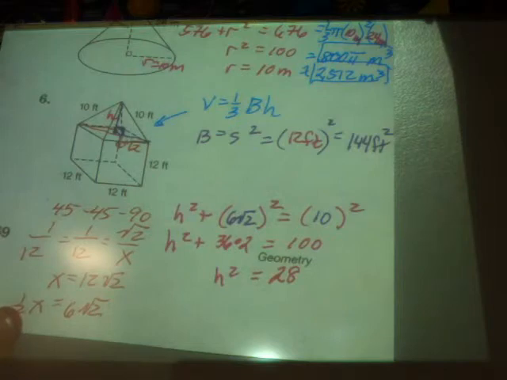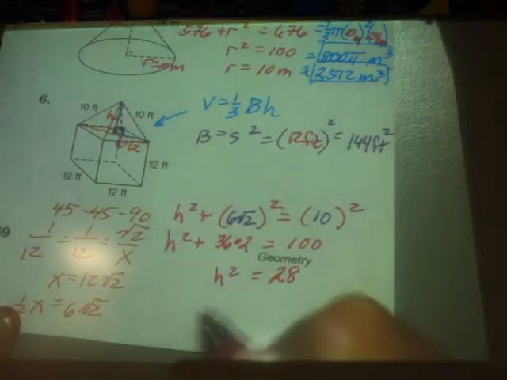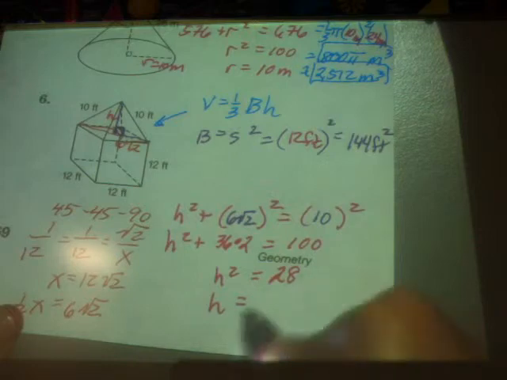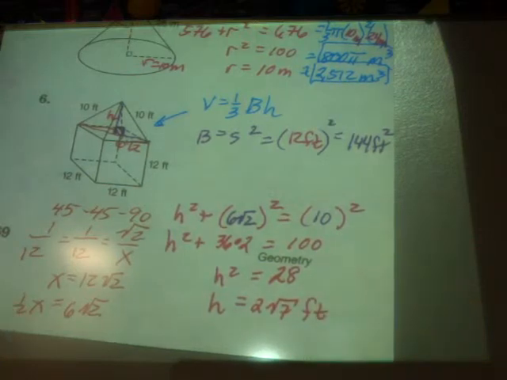Is that a perfect square? No. So then I'm going to take the square root of both sides, and I get h is equal to, isn't 28 4 times 7? What's the square root of 4? So isn't it 2 radical 7 feet? That's my exact height.